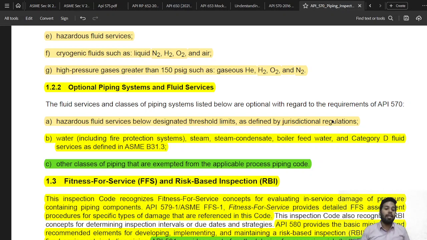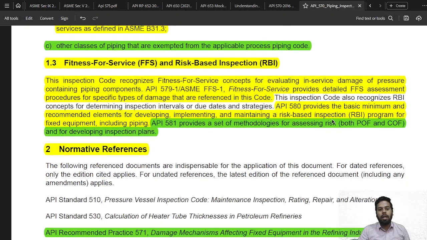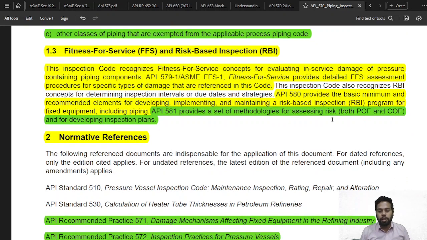Okay. Other classes of piping that are exempted from the applicable process piping code. So any services that are exempted by the process piping code itself, that is the construction code, then you can use API 570, you might not use API 570. It is at the discretion of the owner or user who is working with that piping system. Okay. Now, fitness for service and risk-based inspection.